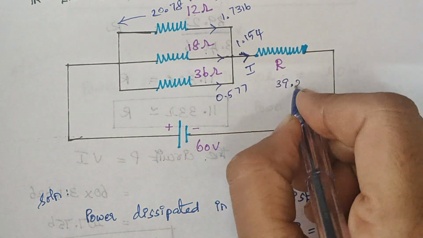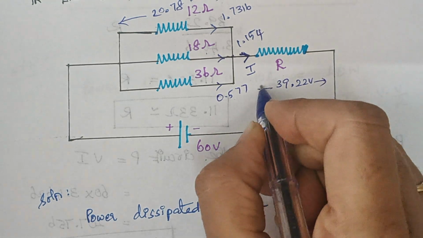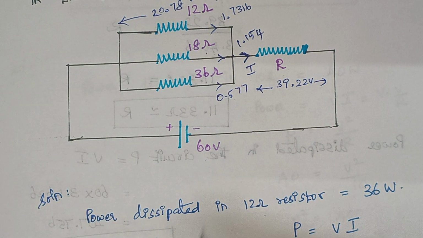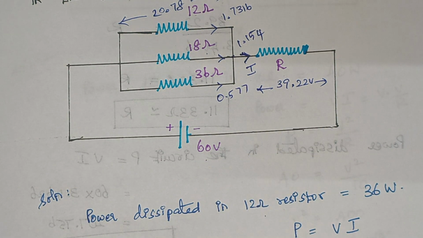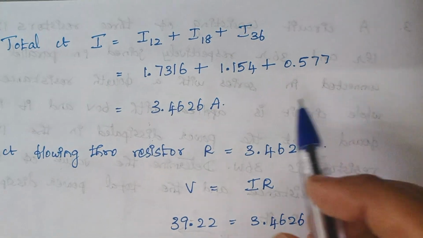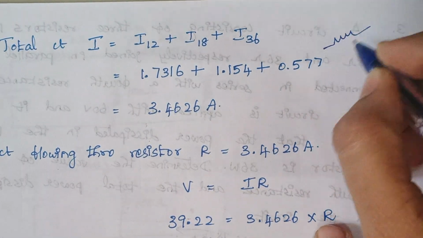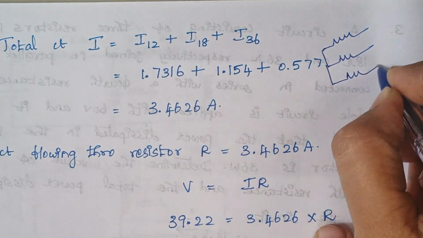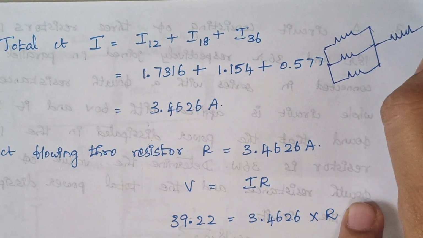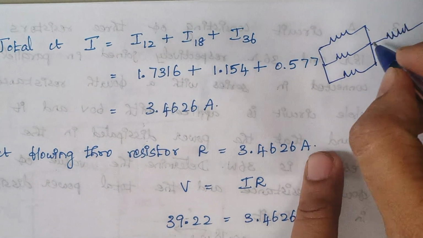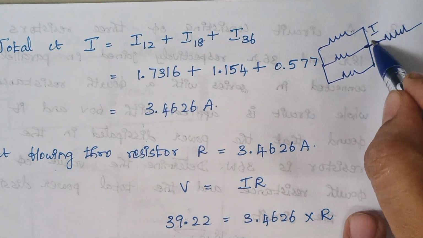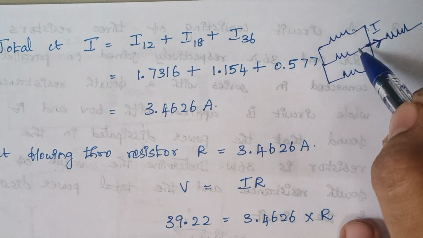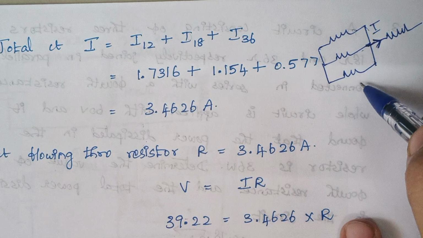It is nothing but 39.22 volt. This is the voltage across this particular resistor. Right. We know the value of current now. We know the value of voltage. Thereby we can easily calculate the value of resistance by using Ohm's law. So this is what I had written here. You see the total current. Here we have three resistors, and in series there is another resistor connected here, right? So the total current flowing, the outcome from these three resistors, is nothing but the summation of the current flowing in these three resistors.